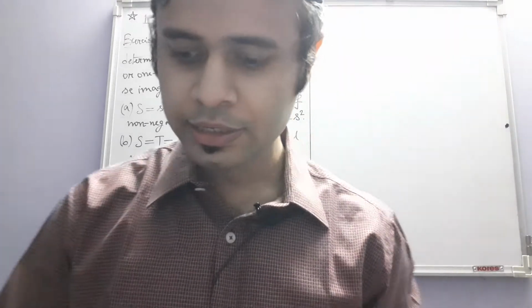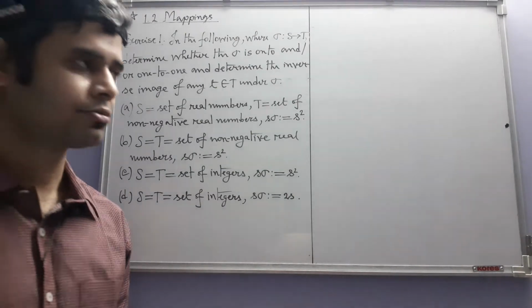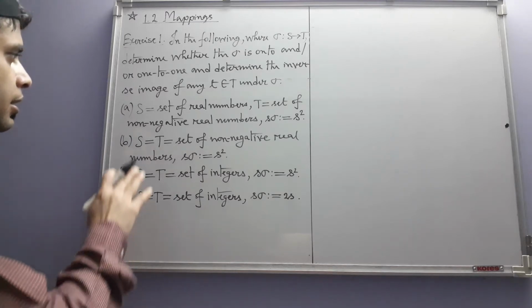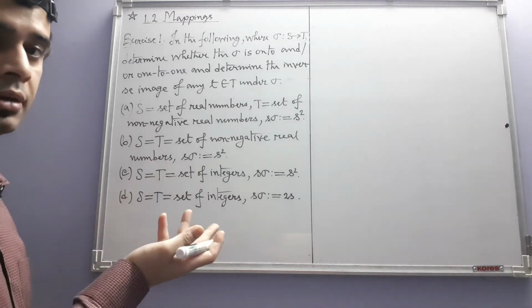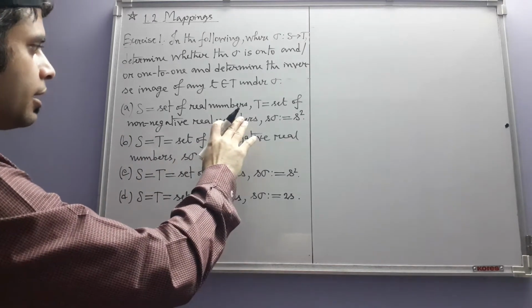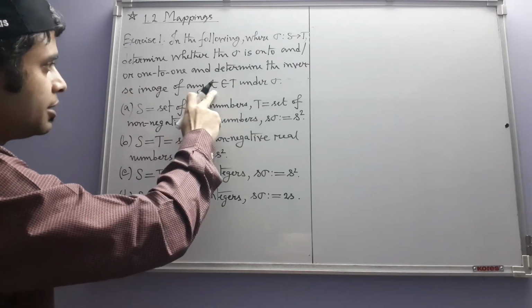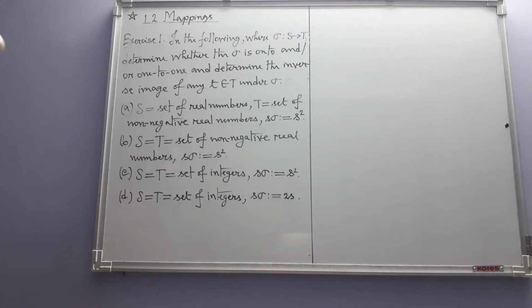Okay, so let us now solve the exercise problems at the end of section 1.2. So this is the first one. Here we are given 4 mappings and we have to determine whether each one of them is one-to-one or onto, and at the same time for any element in the second set we have to determine its inverse image under the mapping sigma. So let us start.